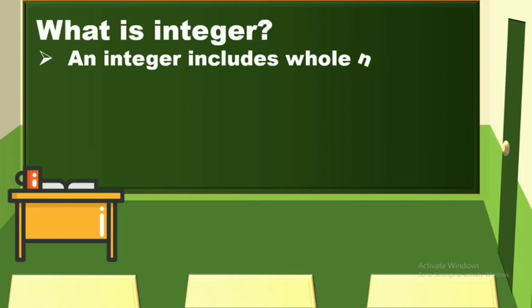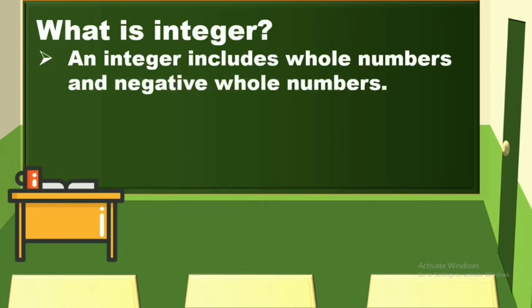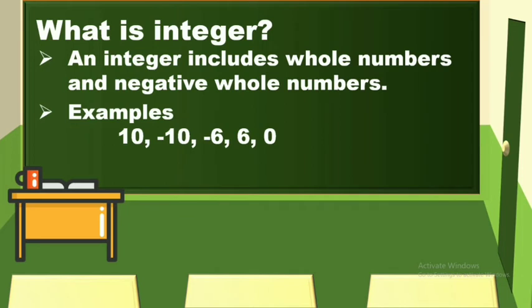An integer includes whole numbers and negative whole numbers, meaning to say, it can be positive numbers, negative numbers, and even zero is part of an integer. Let me give you a few examples. We have positive 10, negative 10, negative 6, positive 6, and like what I said earlier, even 0 is part of an integer. Now, let us proceed to the fundamental operations on integers.